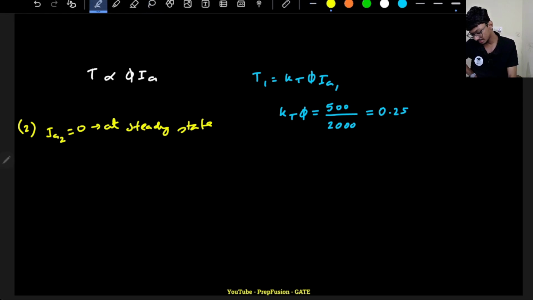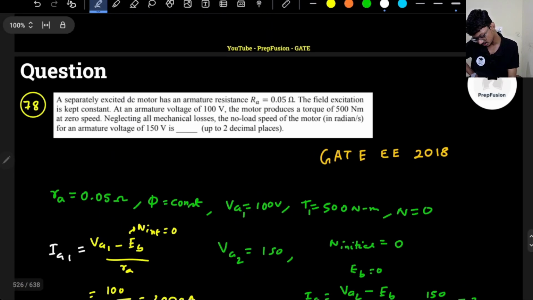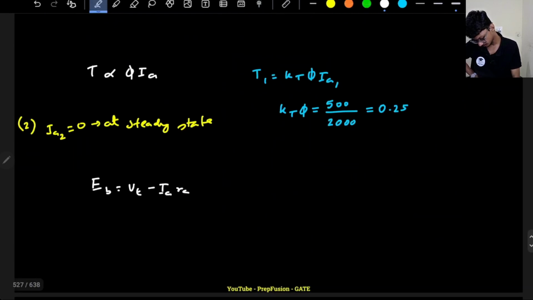So if the armature current is 0, what is my armature voltage? EB is equal to VT minus IA RA. So IA RA is 0. Basically the armature voltage is directly equal to the terminal voltage, and they have already told me the voltage across the armature in no load, that is 150 volts. So this is what my EB is equal to.